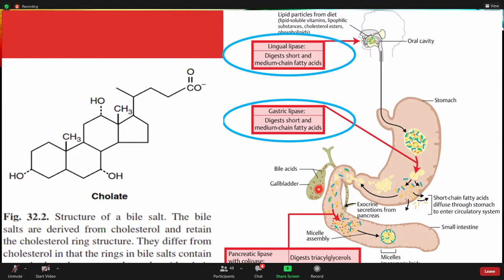Okay, so this is an example of the bile salt or bile acid at the same time that could be found or secreted by the gallbladder, and primarily it was synthesized in the liver. So the gallbladder is not responsible for the synthesis of the bile acid or bile salt.